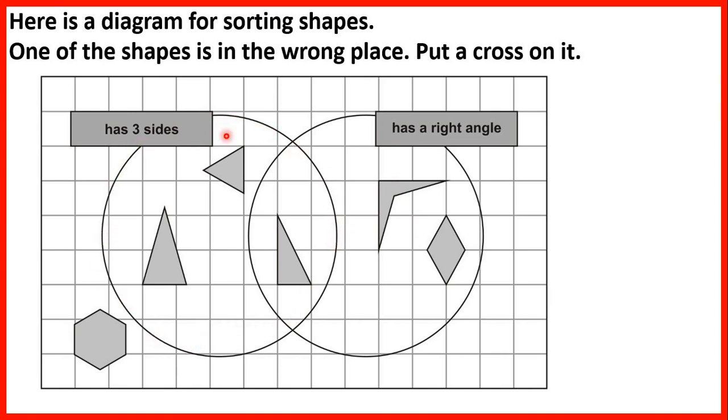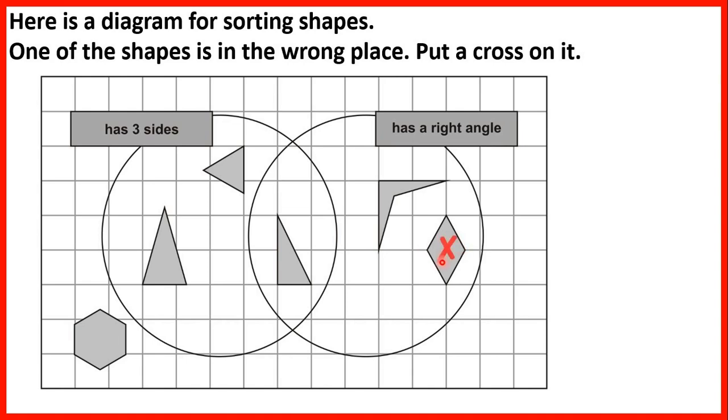Now this circle is for shapes that have a right angle. So remember, a right angle is like the corner of a piece of paper or the corner of this screen. So we have a right angle here in this shape, we have a right angle here in this shape, but this shape here doesn't have any right angles. The angles at the top and bottom are smaller than a right angle, so they're acute angles, and the 2 angles at the sides are larger than a right angle, so they're obtuse angles.